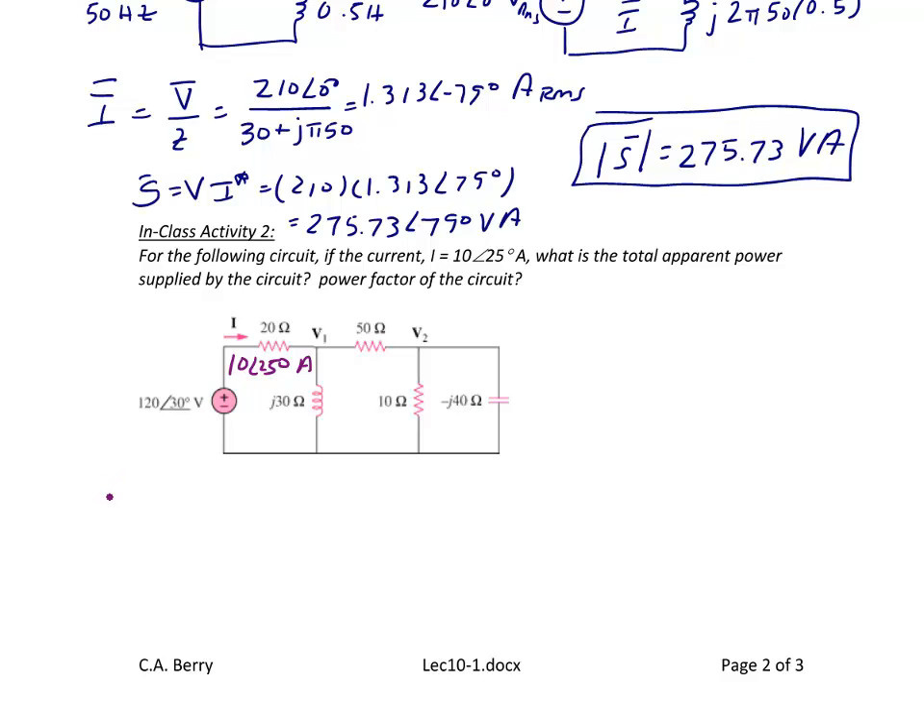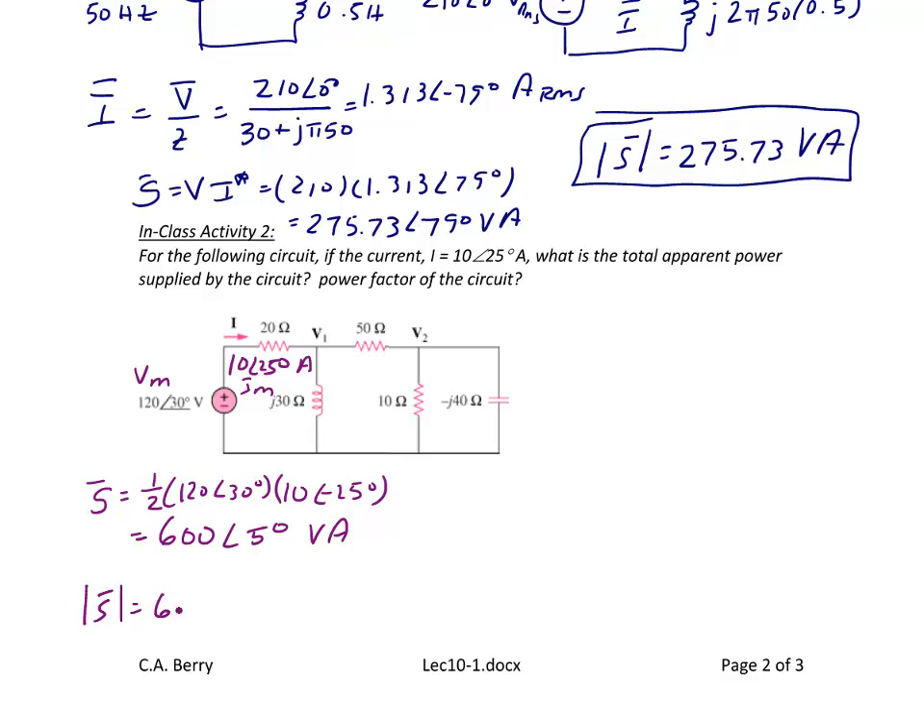So S would be equal to 1/2 times V, 120 with an angle of 30 degrees, times the conjugate of the current, 10 with an angle of negative 25 degrees. Notice this 1/2 is now here because these are magnitudes. So this is Vm and Im instead of RMS. So the complex power is 600 with an angle of 5 degrees, and that is volt amperes. So the apparent power would be 600 volt amperes.